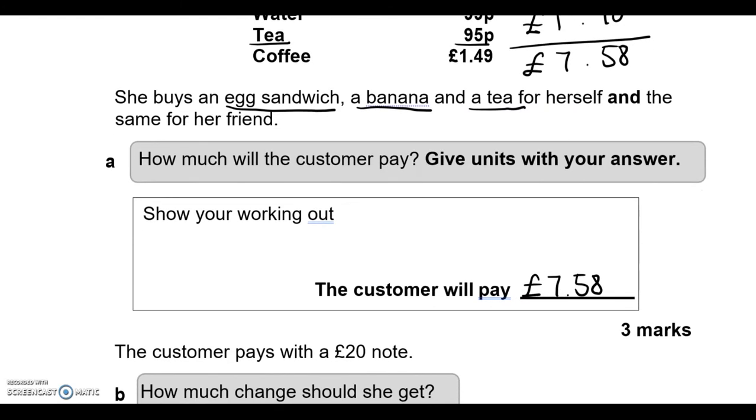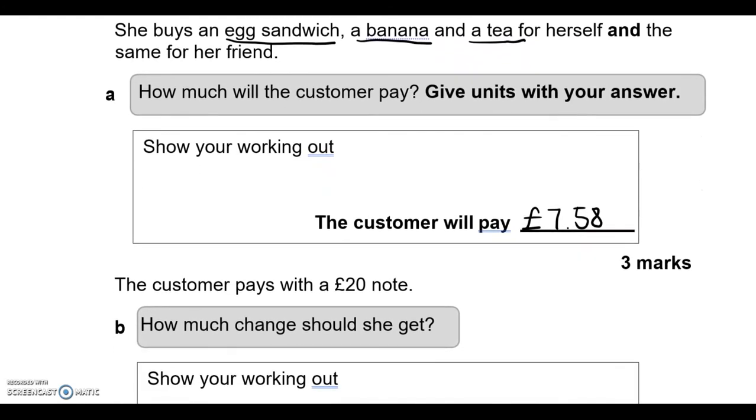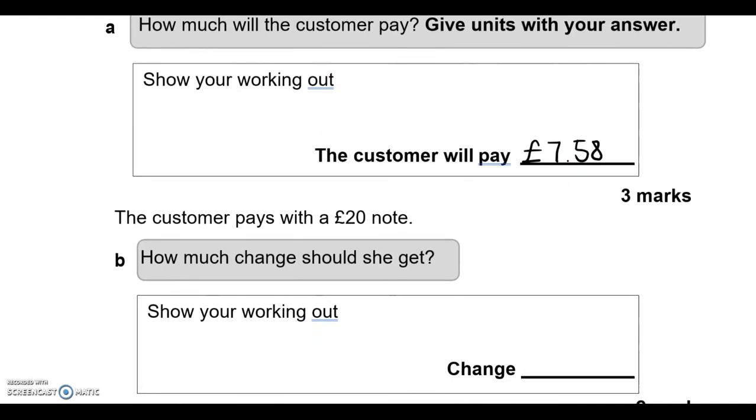The customer pays with a £20 note. How much change should she get? So we've got 20, take away £7.58, is 12.42. So £12.42.